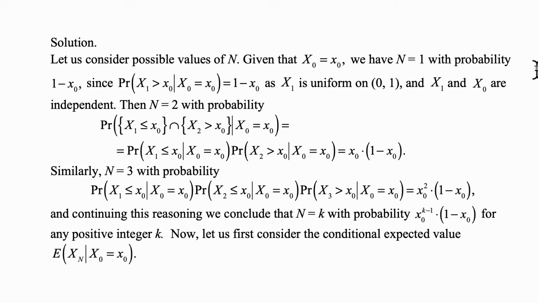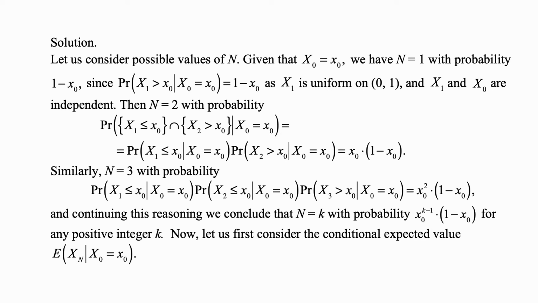Well, x1 and x2 are independent, so we can multiply the two probabilities. So it's the probability that x1 is less than or equal to x0, given that x0 is x0, times the probability that x2 is greater than x0, given that x0 is equal to x0. And being less than or equal to x0 happens with probability x0, and being more than it happens with probability 1 minus x0, because of the uniform distribution on 0, 1.